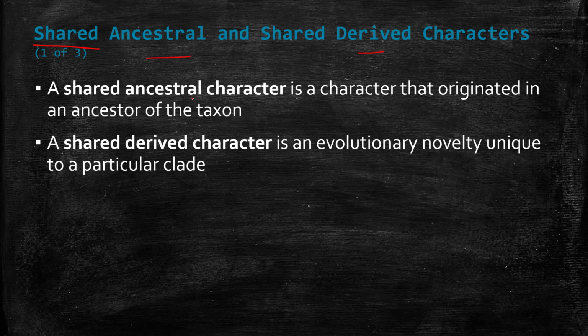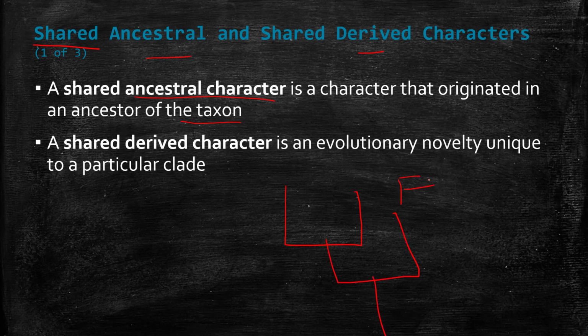A shared ancestral character is a homologous trait that is inherited because it evolved in an ancestor of the taxon. A shared derived character is an evolutionary trait that's unique to that particular clade. So it's derived, meaning it's newer, it helps separate one group from another. So let me show you an example of that.